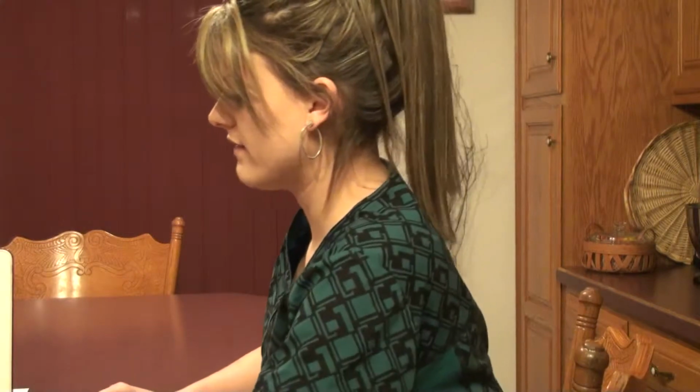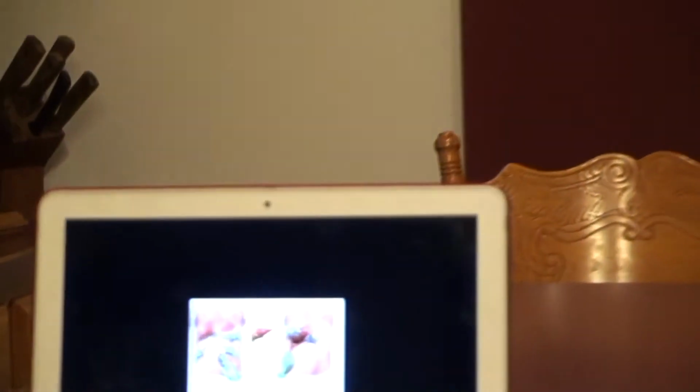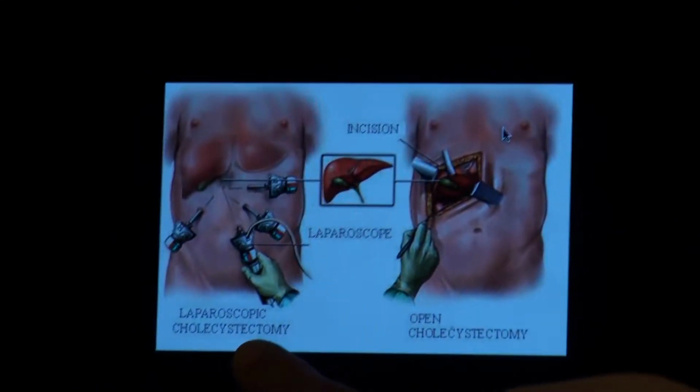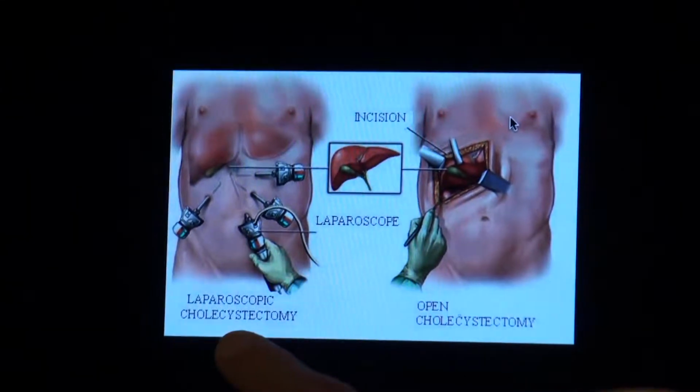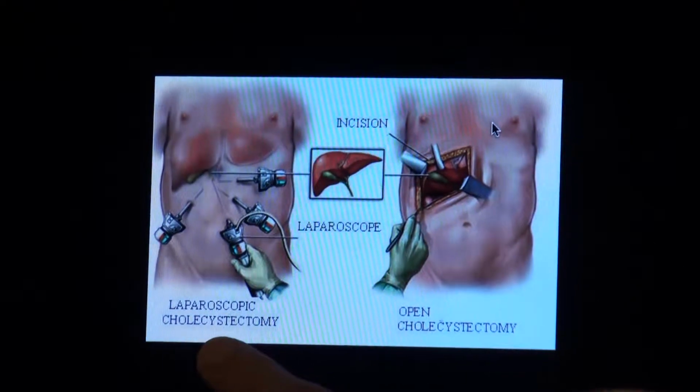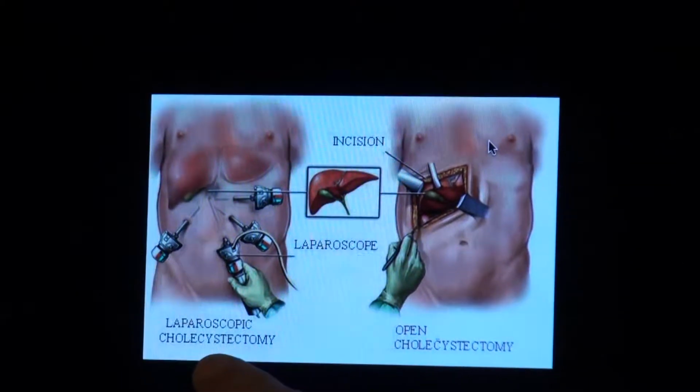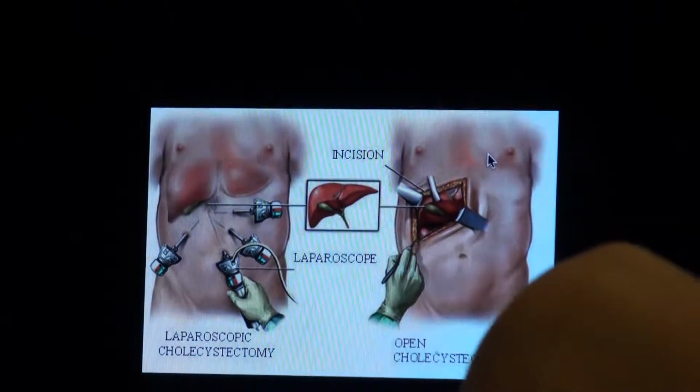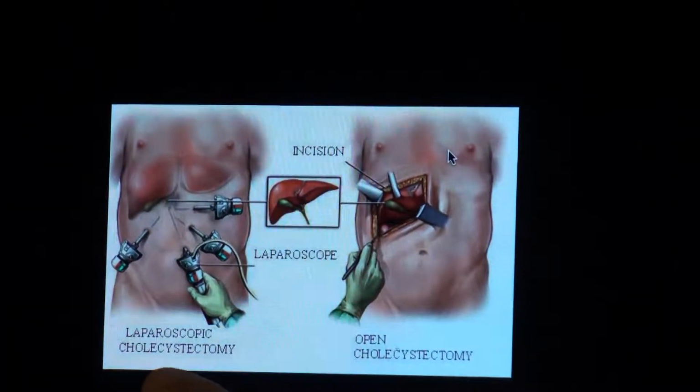If you take a look at this picture, it shows you the second way you can manage gallbladder disease, which is through surgery. There are 2 types of surgeries that can be performed to manage gallbladder disease. The first one is laparoscopic cholecystectomy, and the second is open cholecystectomy.